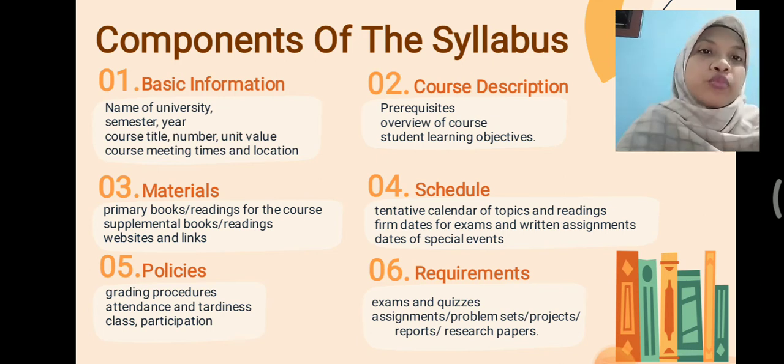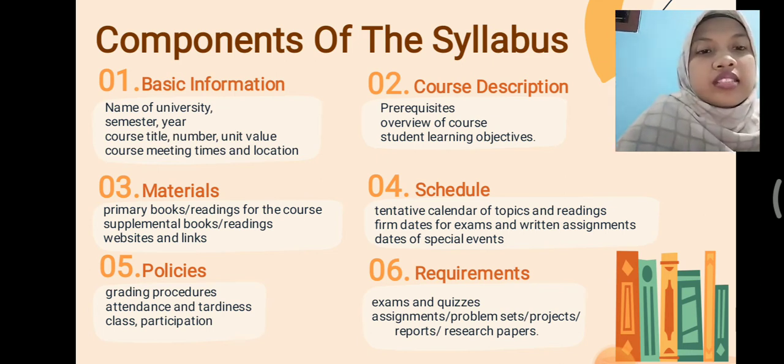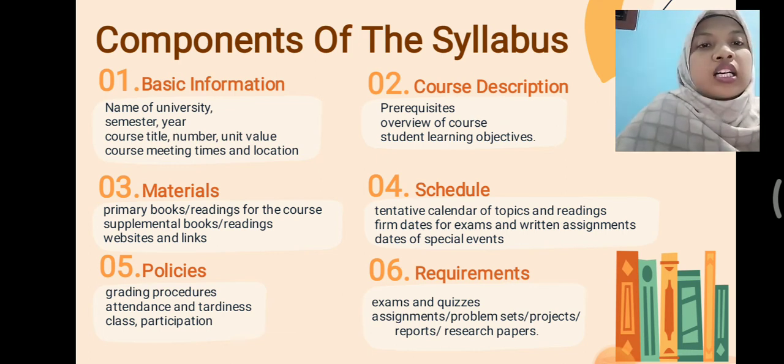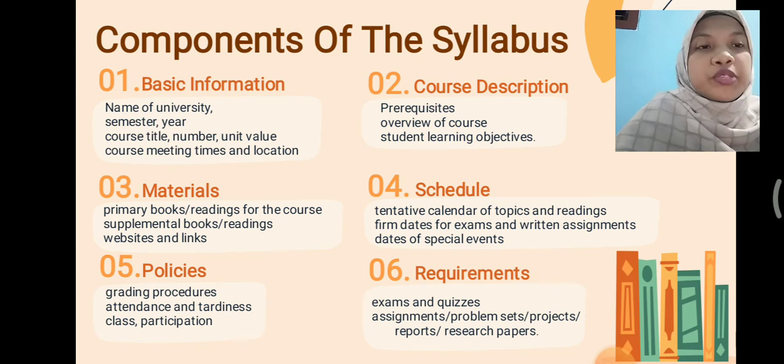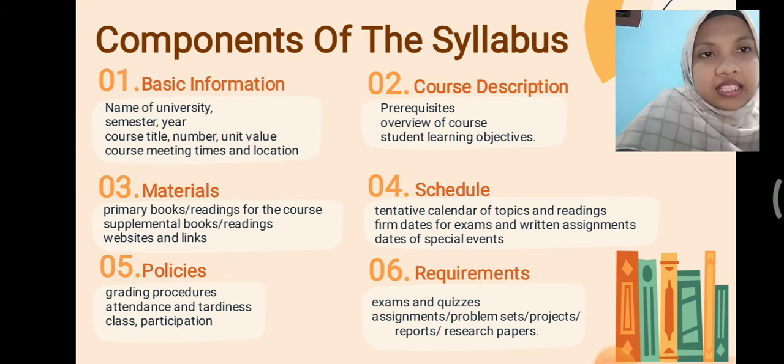And then, components of the syllabus. There are six components. For the first, basic information. In the basic information, there are name of university, semester, year, course title, number, unit value, course meeting times, and allocation. And then course description, like prerequisites, overview of course, students' learning objective.